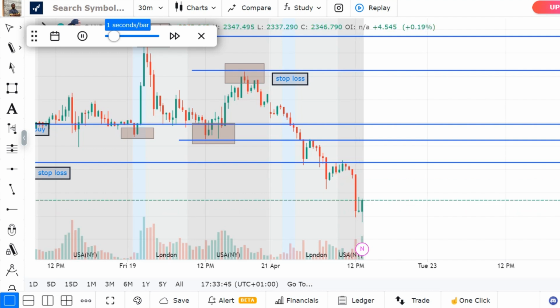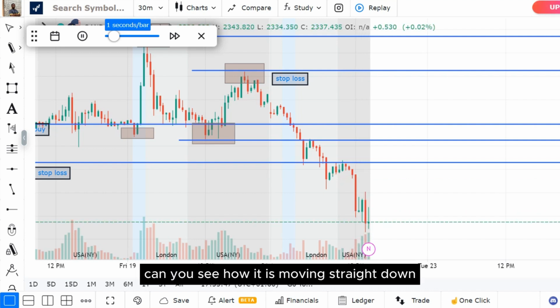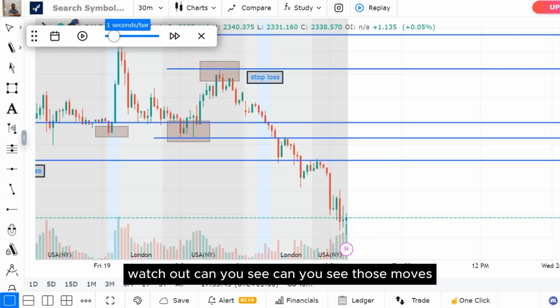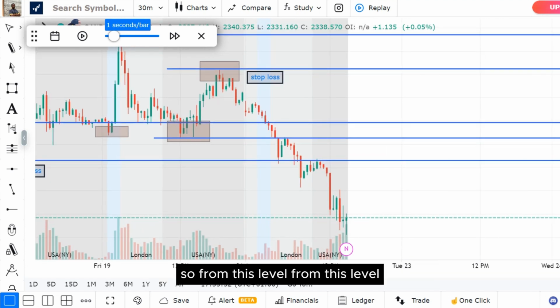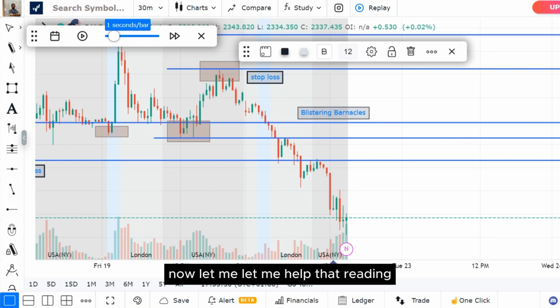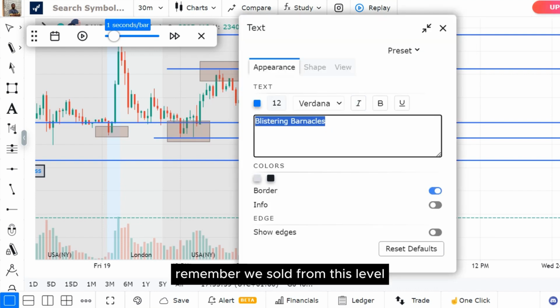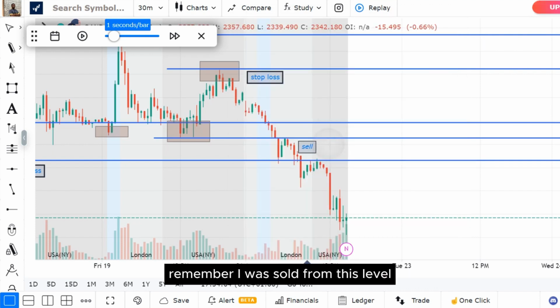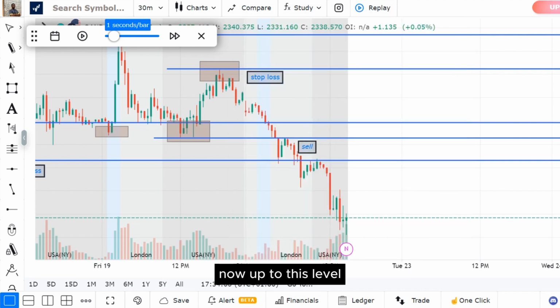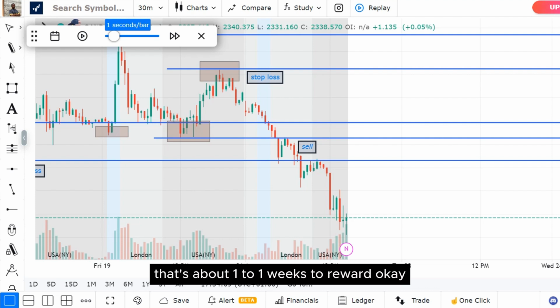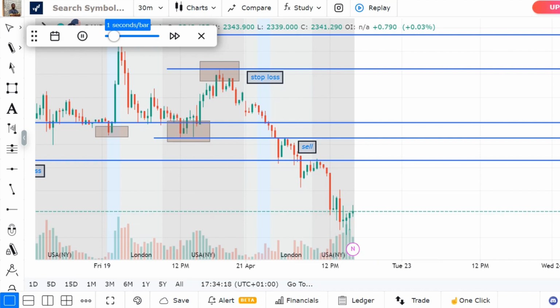Can you see how it is moving straight down? Watch out. Can you see those moves? So from this level, remember we sold from this level. Now up to this level, that's about 1-to-1 risk to reward, okay? So sometimes if you have a big stop loss, you can target 1-to-1 risk to reward to be on the safer side. Well, let's see what's going to happen before the next day.